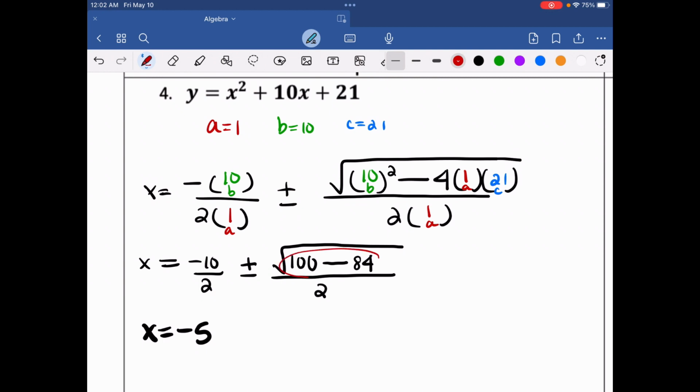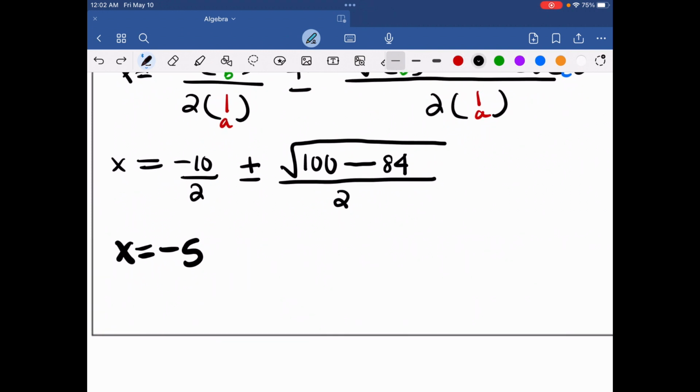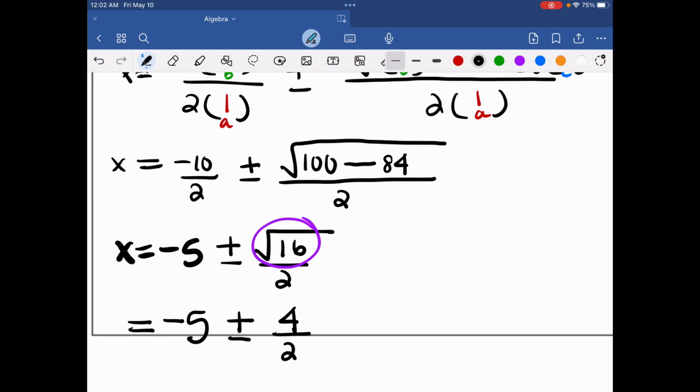So let's simplify the inside, 100 minus 84, and we should get 16. So now we have plus or minus square root of 16 over 2. What's the square root of 16? Well, you can plug it in the calculator, but it's what number times the same number makes 16, and that would be 4. So it turns into a 4. So we have negative 5 in the front still. Plus or minus 4 over 2. What is 4 divided by 2? And that is just the number 2. So I'm just going to put a 2.